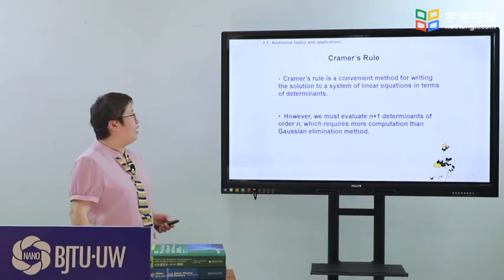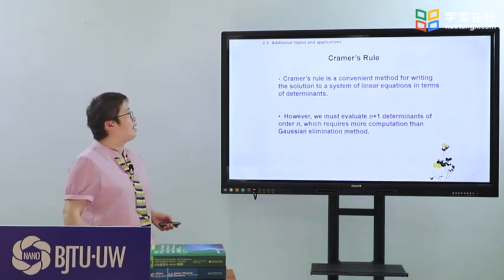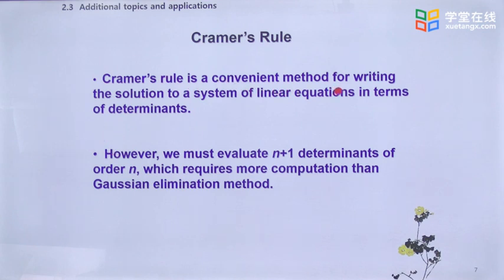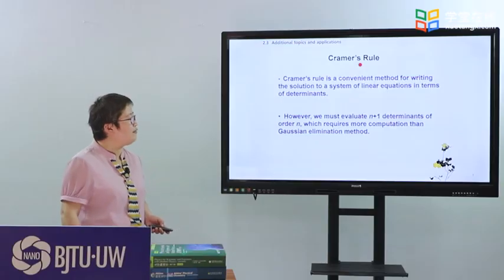For Cramer's rule, we make such a conclusion. Cramer's rule is a convenient method for writing the solution to a linear system in terms of determinants. However, we must evaluate n plus 1 determinants of order n, which requires more computation than using the Gaussian elimination method. So this rule is mainly for theoretical use. In practice, we still prefer to choose Gaussian elimination to get the solution of the linear system.